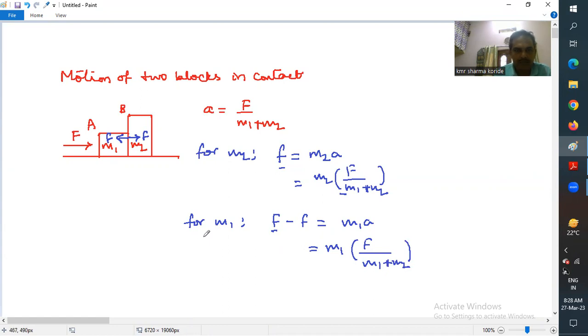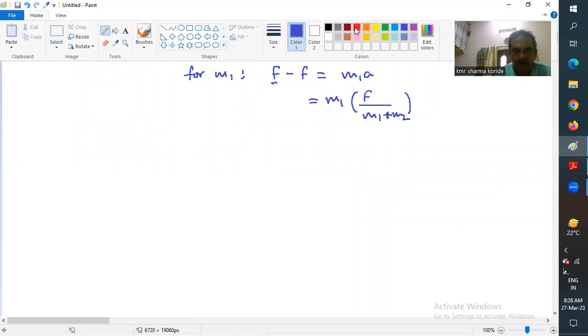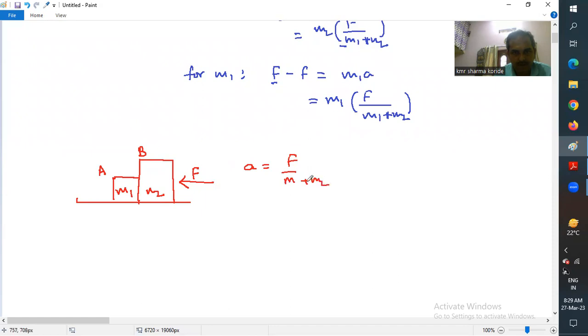Let us discuss the similar case, where the force is applied on block B. Once again, let us draw the diagram. Force applied on block B. This is block A of mass m1, and this is block B of mass m2. Now the force is applied on block B. Once again, the common acceleration is a is equal to F by m1 plus m2.